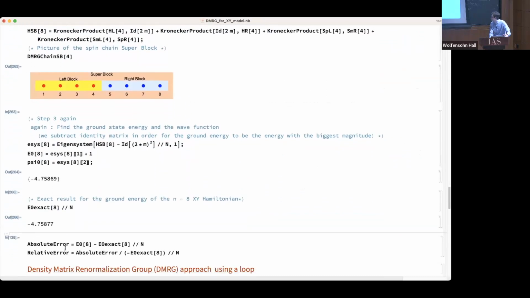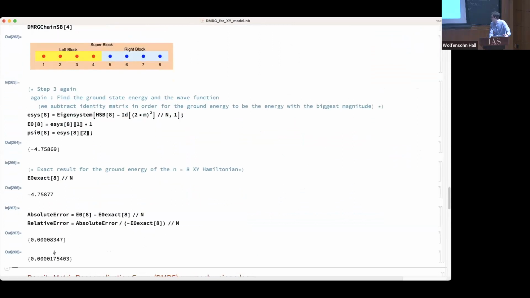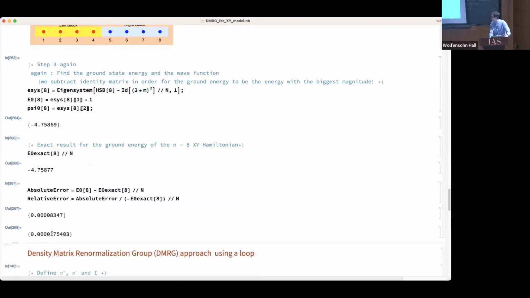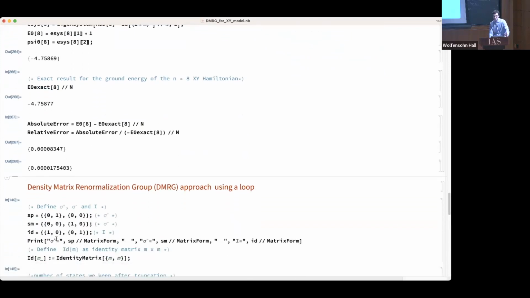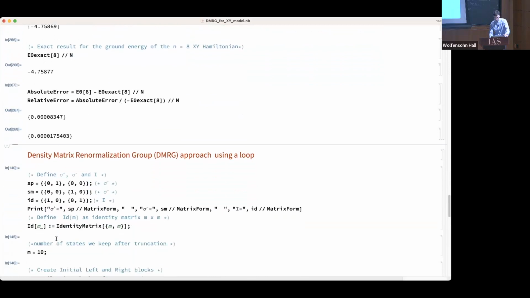It's different, but the error, so we can see the error here is, well, the absolute error is like 8 times 10 to the minus 4, but the relative error is 10 to the minus 5. So it's very small. So that's the procedure.